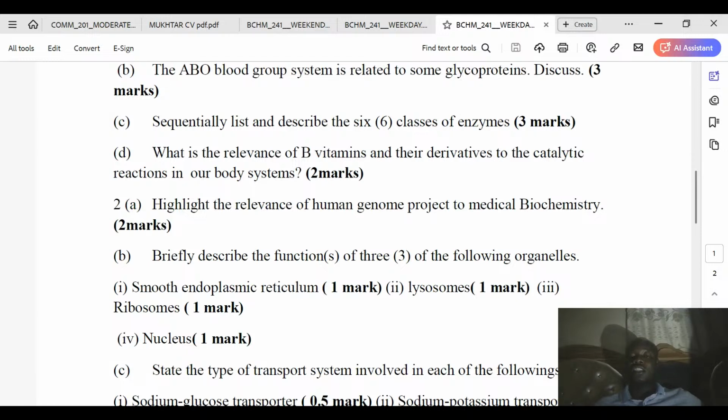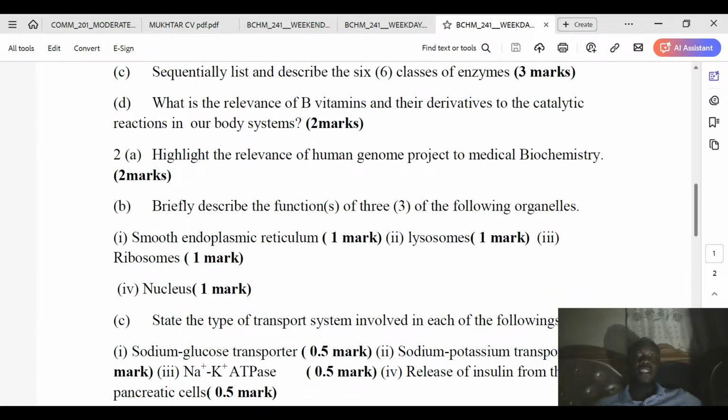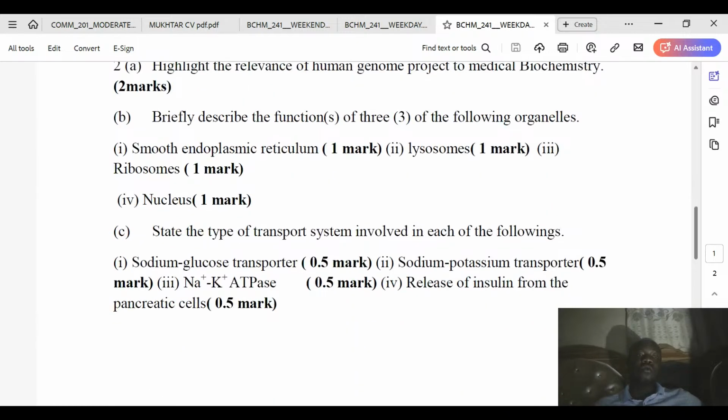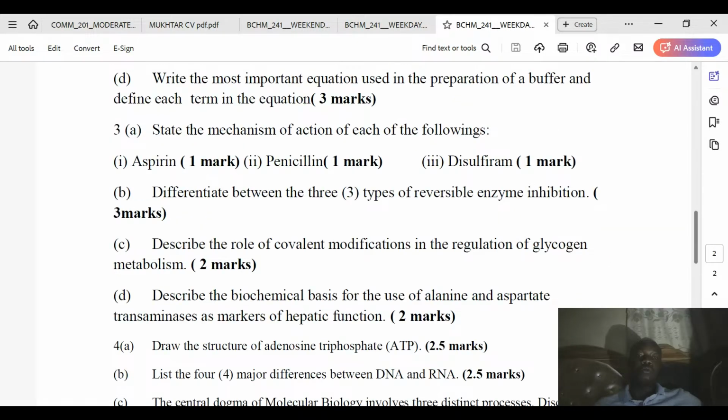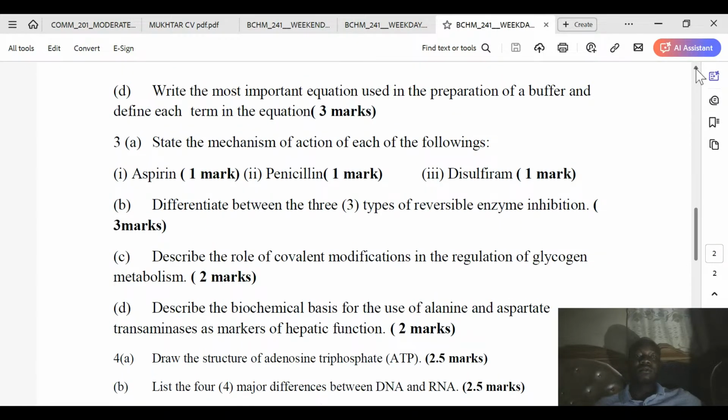So I think, ladies and gentlemen, you are clear with this. So let's move to another question. We are done with question B. Then we are now moving to question C.